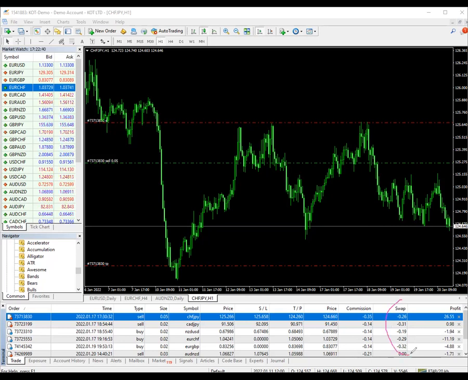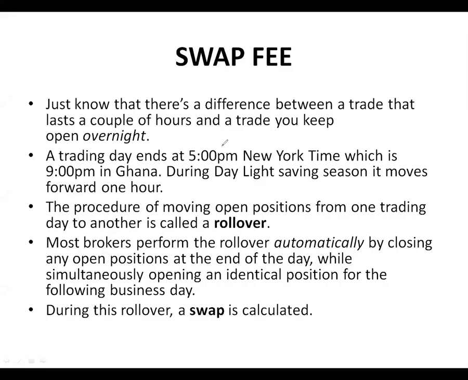But I'm on swap. Swap simply means allowing your trade to roll over. And once it rolls over, if it is positive for the currency that you are trading, the base currency, you will receive positive, or you receive profits as swap. But if the base currency that you are trading is weak or depreciates, you are going to receive swap in negative, which will be charged on your account balance.